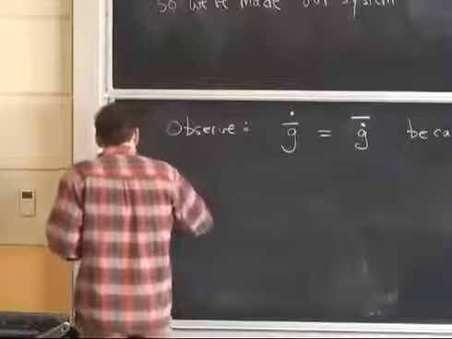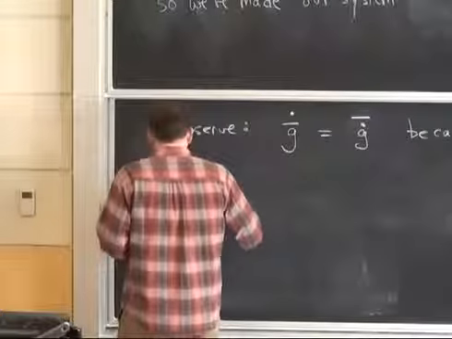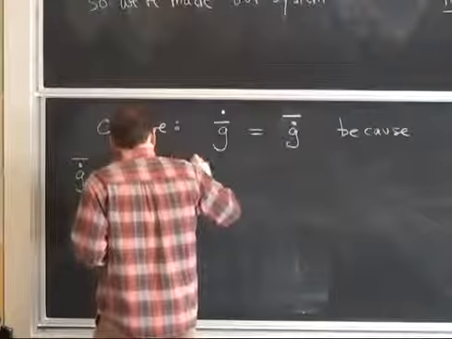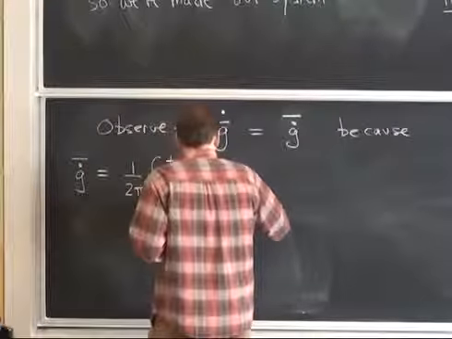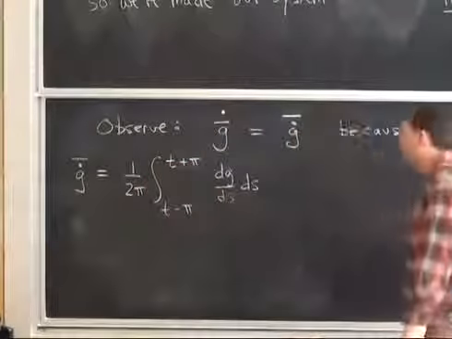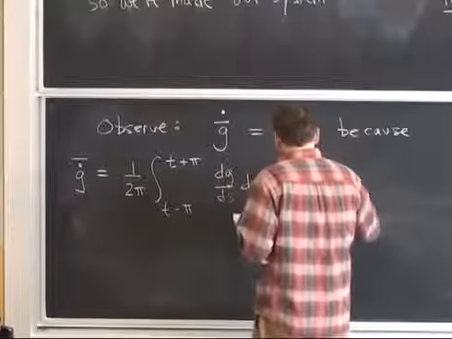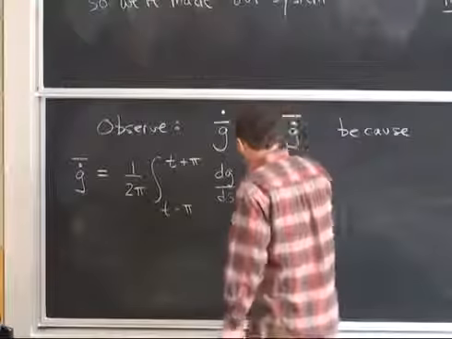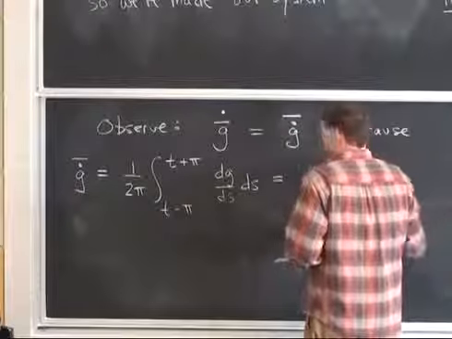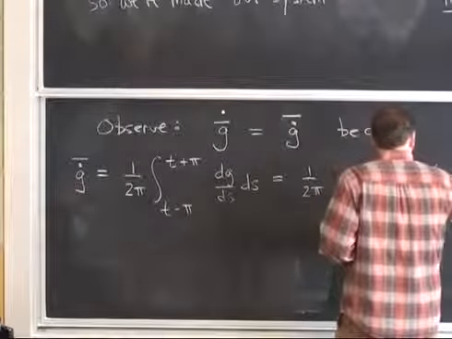So g dot bar would mean I take the average of the derivative. So I'd go from t minus pi to t plus pi of the derivative dg ds. And when you evaluate that, you'll get 1 over 2 pi. So I'm integrating a derivative. So I'll just get g at the upper limit, t plus pi, minus g at t minus pi.